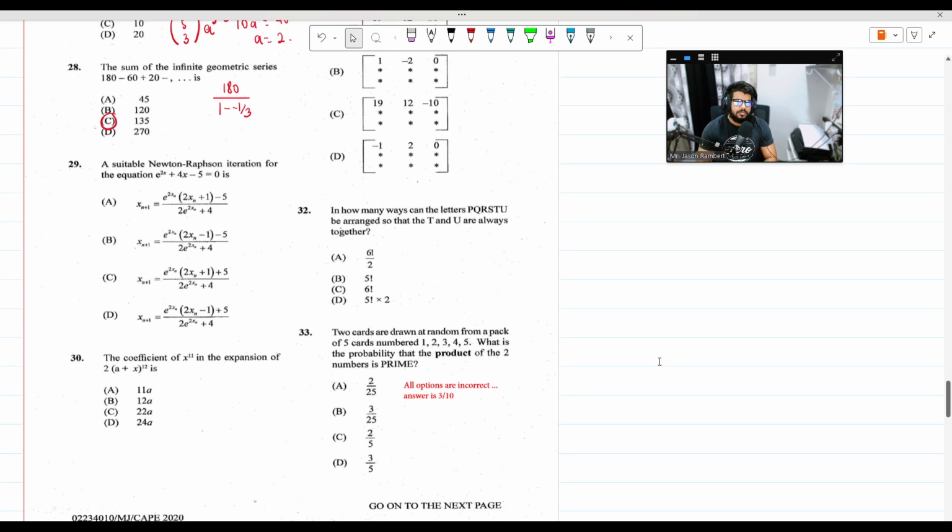A suitable Newton-Raphson iteration for the equation. Alright, so we know that for Newton-Raphson, it's going to be x take away.